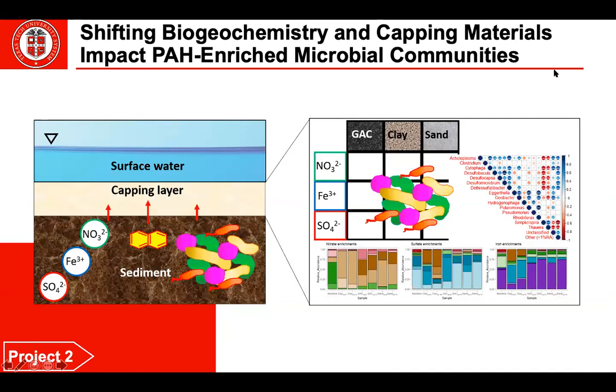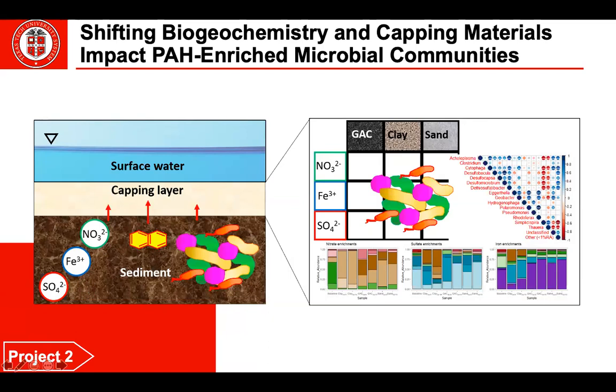Next study. So these are my shifting geochemistry conditions. And this particular study I'm going to go through pretty fast, just because this is overall a summary. What we were looking for in this particular study was whether or not these capping materials that we were examining would show any influence over microbial community composition and behavior within the first 100 days.